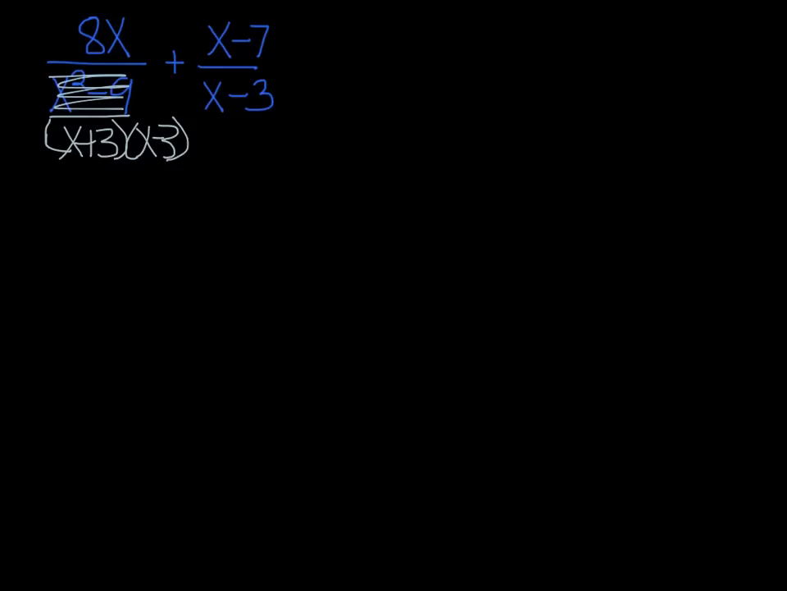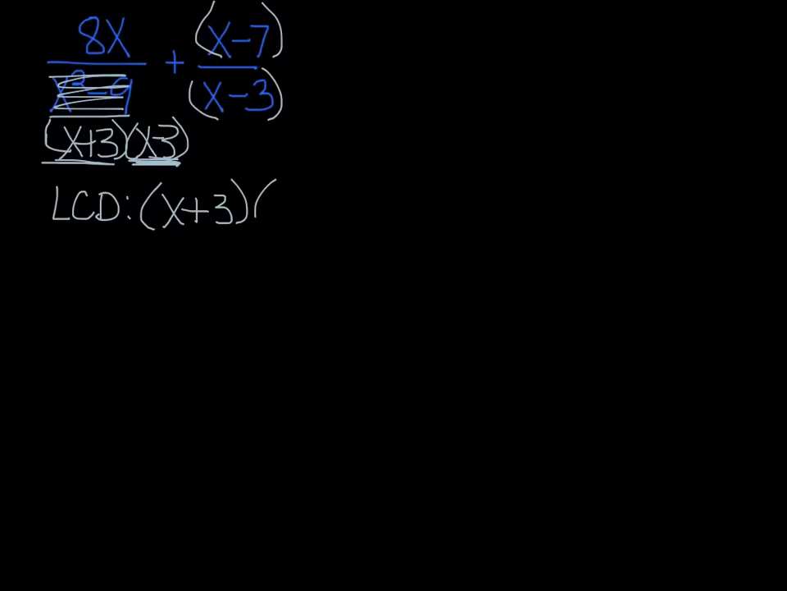Alright, so now that we've factored that, we have 8x over (x plus 3)(x minus 3), and we have x minus 7 over x minus 3. And I'm going to go ahead and group these guys. So now we're looking for a lowest common denominator. In this denominator, I have this group and I have this group. I have an x plus 3, so I'm going to need an x plus 3. And I have an x minus 3, so I'm going to need an x minus 3. And then in this denominator, I have x minus 3, and that's taken care of right there. So I don't need to add another one because this is common to both of them. So that's my lowest common denominator.